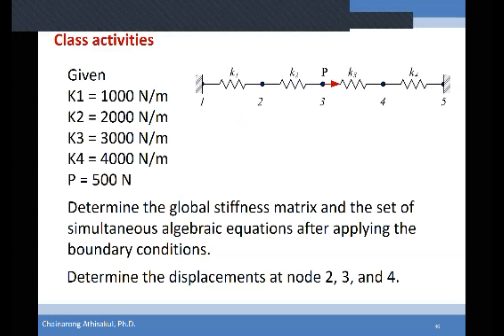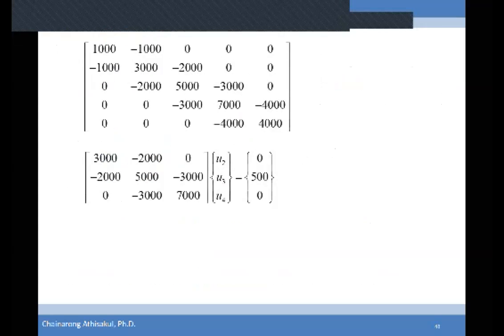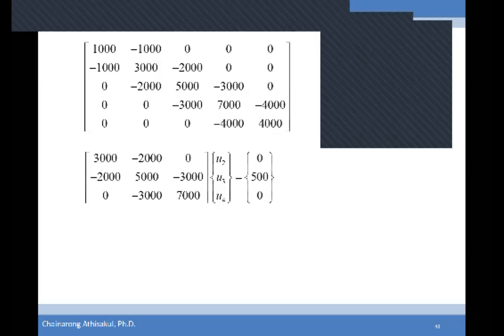So after we form the element equations, this is the force at node number 2, this is the force at node number 3, and this is the force at node number 4. But at node number 2 there is no force, so it is equal to 0, right? And at node number 4 also there is no force, so it should be 0. But we have the force at node number 3. It is 500. Okay. So do you understand?